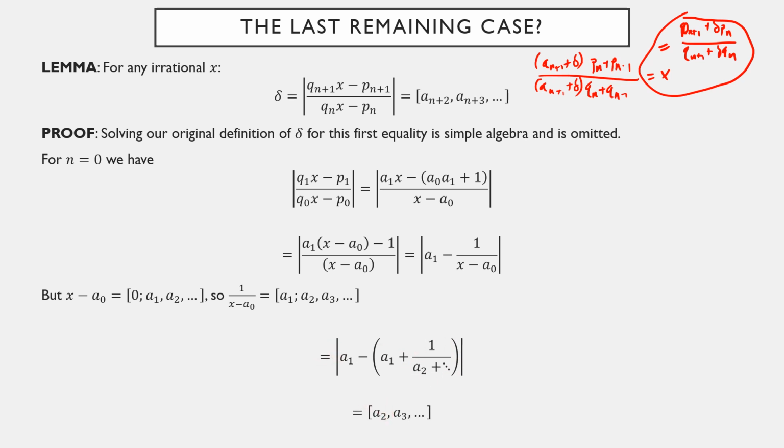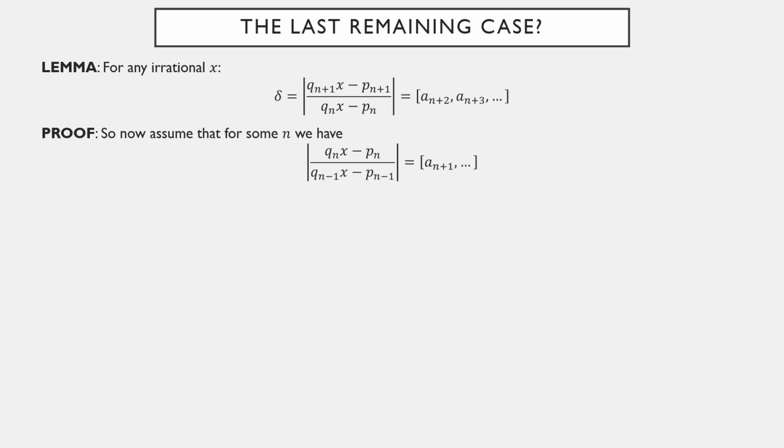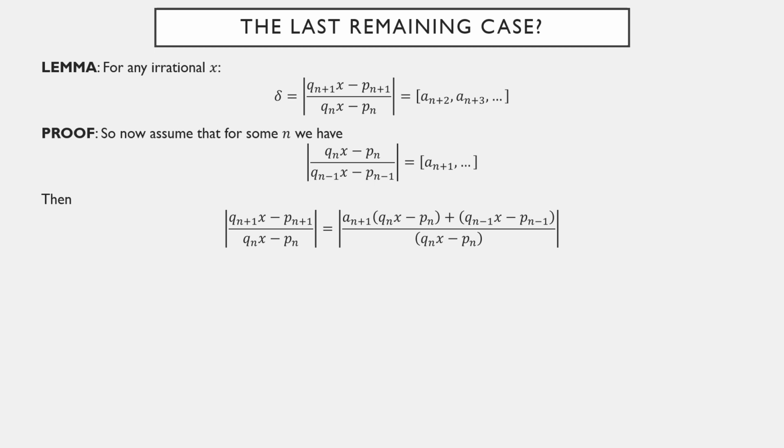I just have the continued fraction starting at index a2 with no integer part. So proceeding with our inductive proof, let's suppose we have an index n where everything works out like we hope. Let's move on to the next one. Well, qn plus 1 is an plus 1 qn times x with an additional qn minus 1 times x.